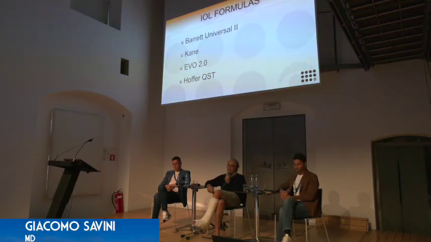There are a lot of papers all over the world showing that new formulas are more accurate than the Holladay one, Hoffer Q, SRK/T, and also compared to the Haigis. So there's no sense to go on providing us with the PDF, with printouts, with the old formulas, even if somebody is still used to rely on the SRK/T. So I think that it is the right direction to use the Barrett, the Kane, the Evo 2, and the Hoffer QST.